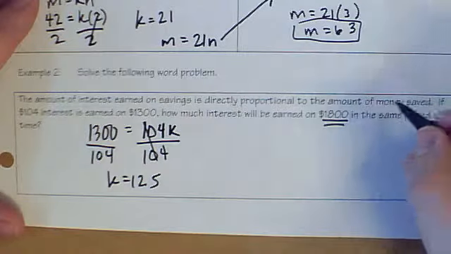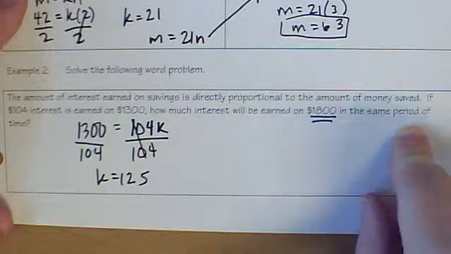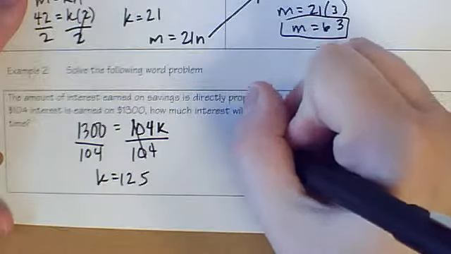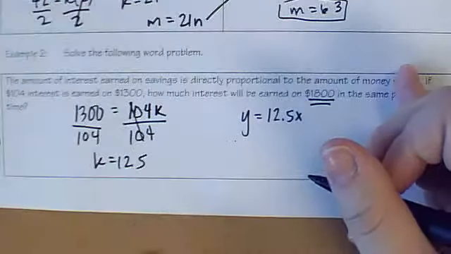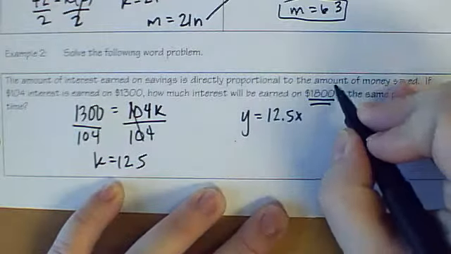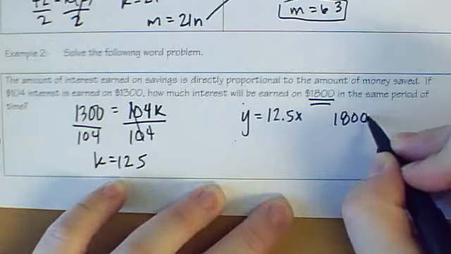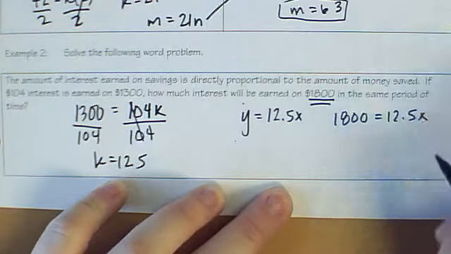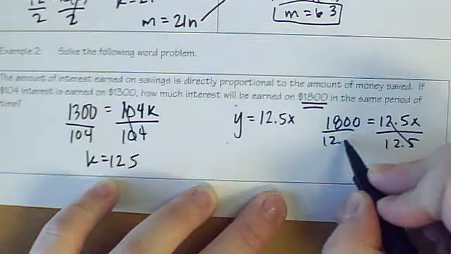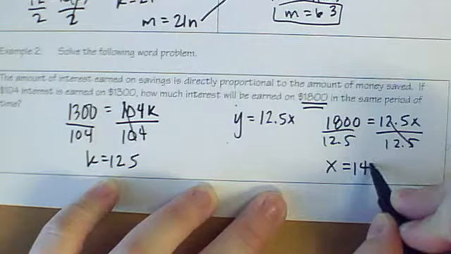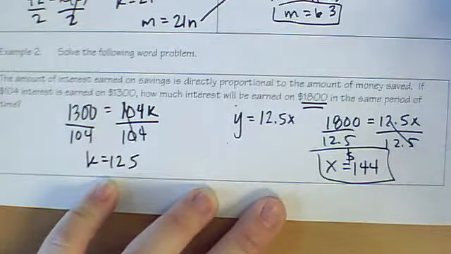If we go and look at the second question, it wants to know how much interest will be earned on $1,800. So my equation would be y equals 12.5x if I'm using those numbers. If I plug in 1,800, that would go into the y value. So 1,800 equals 12.5x. Then to solve for x, you need to divide by 12.5. So x equals 144. So that's how much interest they earned if they invested $1,800.